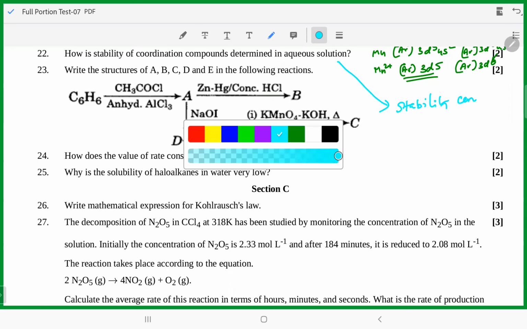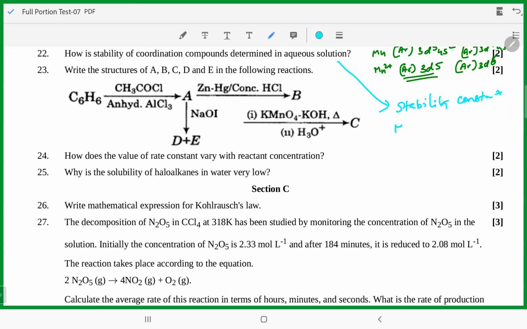Stability constant. So if you take metal plus 6 ligand, it will give ML6. For the beta 6 stability constant, the concentration of ML6 is divided by the concentration of metal and the concentration of ligand to the power 6. So you can determine it only by the stability constant. So we can write like this.